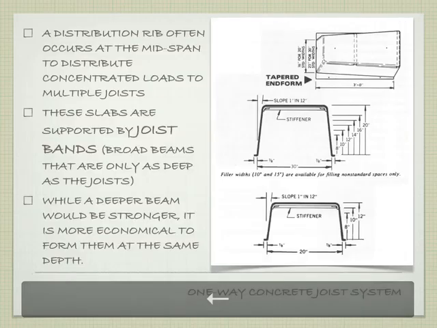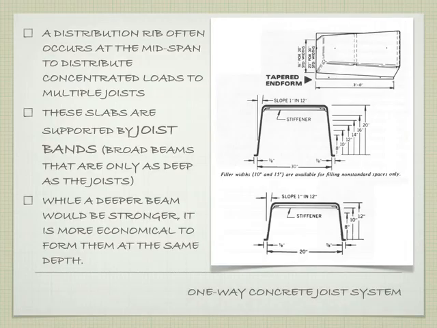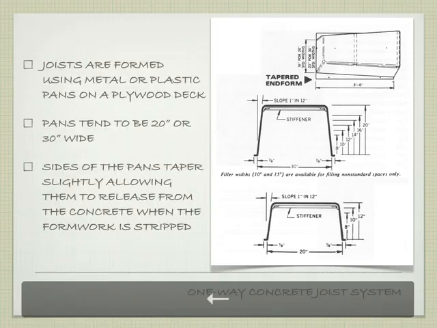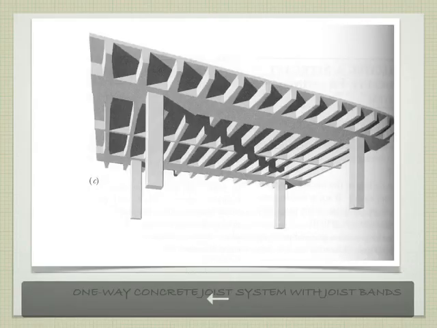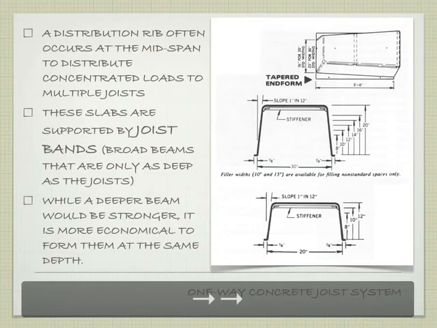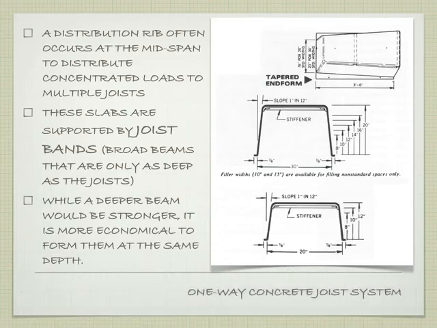Okay. So a distribution rib is often at the midspan. So that's what they're referring to. Hold on one second. It's this little rib here. So this non-working concrete could go all the way through, but that little distribution rib just helps if you have some kind of a point load. If you put a desk somewhere, you're helping to distribute that load out. So that's called a distribution rib, and that occurs at the midspan.